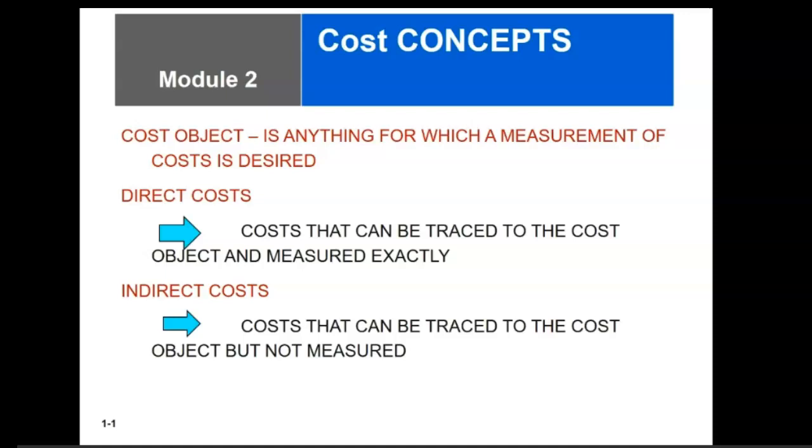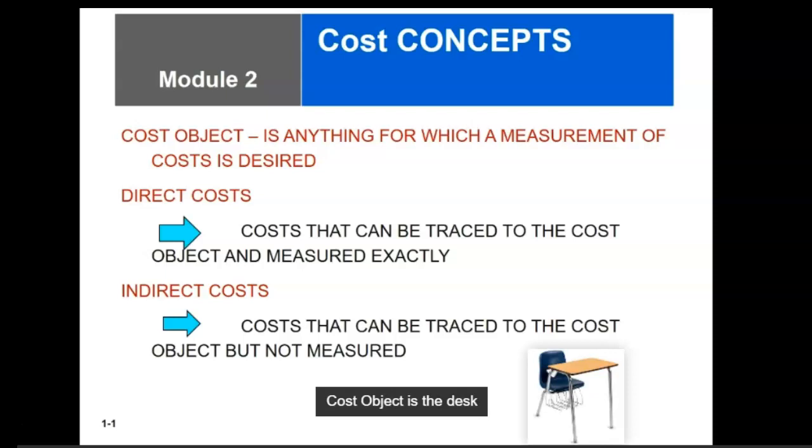For example, here I'm going to say I'm manufacturing this office desk, and I'm going to accumulate the cost to manufacture that desk. Now, I must distinguish those costs that are direct to my cost object from those that are indirect. Now, a direct cost is a cost that can be traced to the cost object and measured exactly as being consumed by the cost object. An example here would be the wood. I can see that the wood is directly related to my cost object, the desk, and I can measure exactly how much of it has been consumed, used in the production of that desk. So that would be a direct cost.